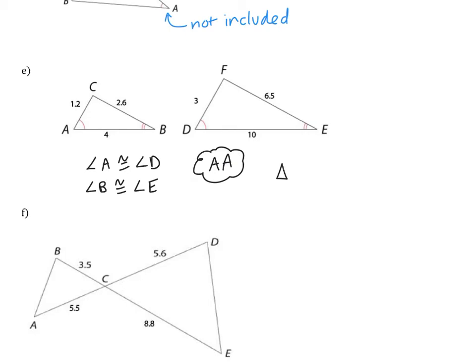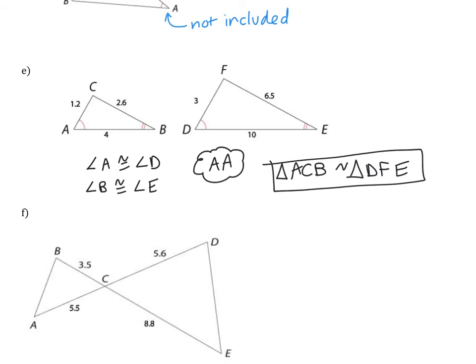And now we can name the similarity statement. So let's say I do ACB. A corresponds with D, C corresponds with F, and B corresponds with E. Another way we could do this problem is we could actually compare the proportions of the three corresponding sides, and they should all be equal, which would be another way to prove that they are similar.